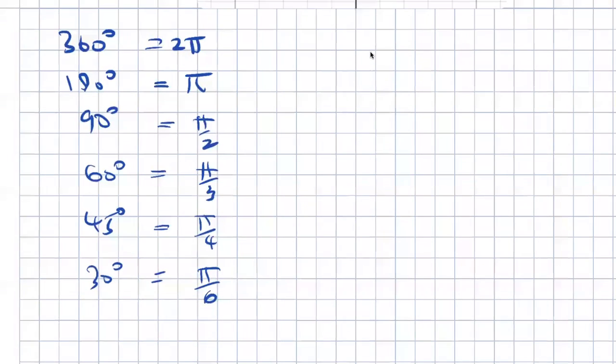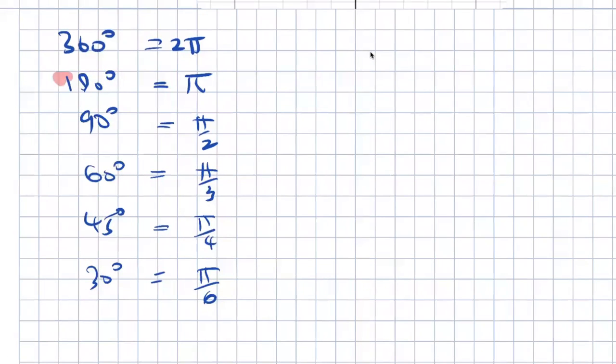And we can work out all sorts of others, because typically if I know that one, then the rest follow suit. So you can see that 90 is half of 180, divided by 2, and so on. So 60 is 1/3 of 180, therefore it's pi over 3, and so on. So that's the new angle measure, the radian.